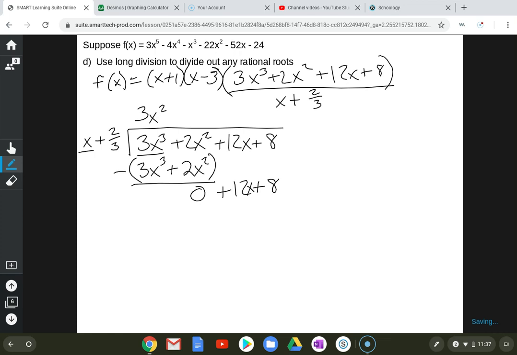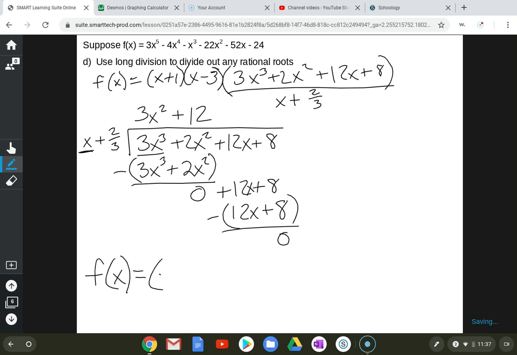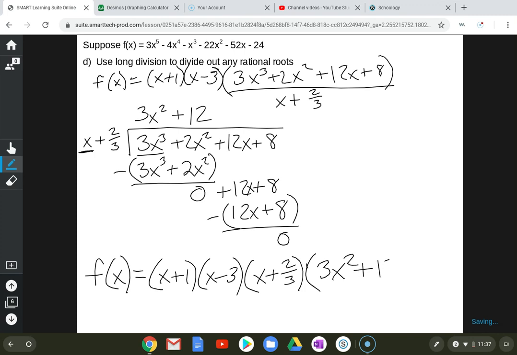So now we just bring down these two remaining terms. And we ask ourselves, what do I have to multiply x by to get 12x? That would be 12. So I multiply down, I get 12x plus, and what is 2/3 of 12? It's 8. So if I subtract this down, I still have a remainder of 0, and there's my quotient. So my new f of x right now is x plus 1 times x minus 3 times x plus 2/3, we'll talk about that in a little bit, times 3x squared plus 12.